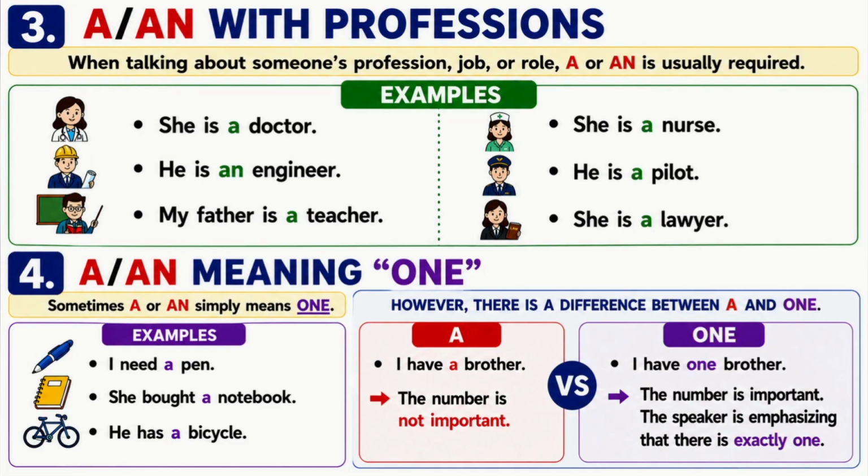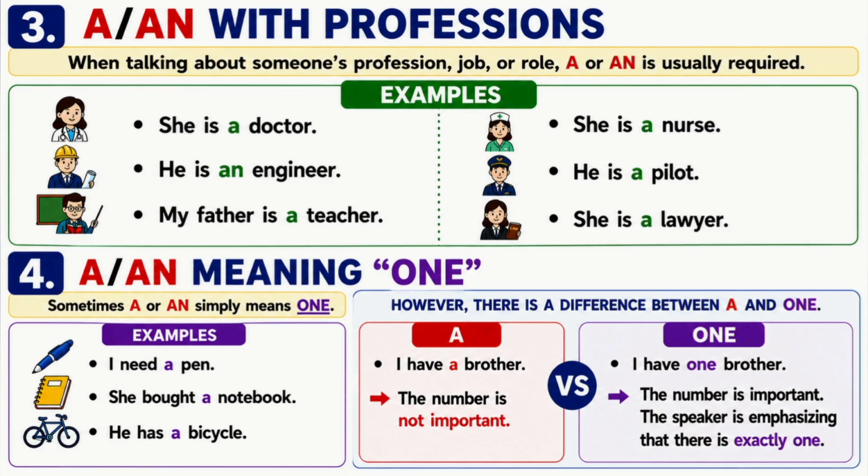Now let's learn a and an with professions. When talking about someone's profession, job, or role, a or an is usually required. Examples, she is a doctor. He is an engineer. My father is a teacher. She is a nurse. He is a pilot. She is a lawyer.